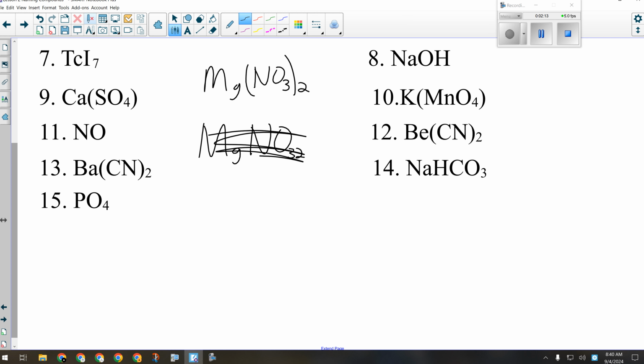What would the name for number 10 be? Potassium permanganate. Yep. It's an ionic compound because potassium is a metal, and then it's got a polyatomic ion, permanganate.